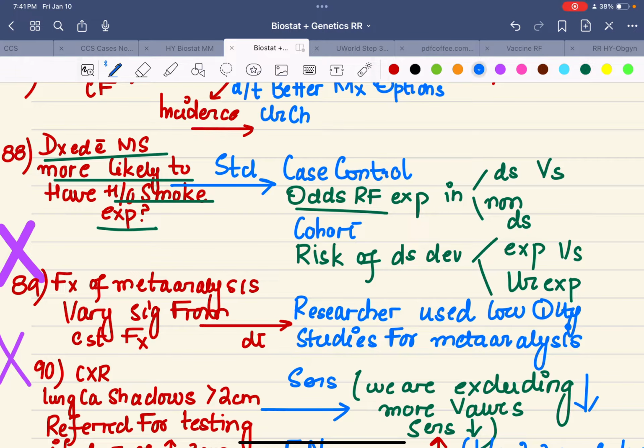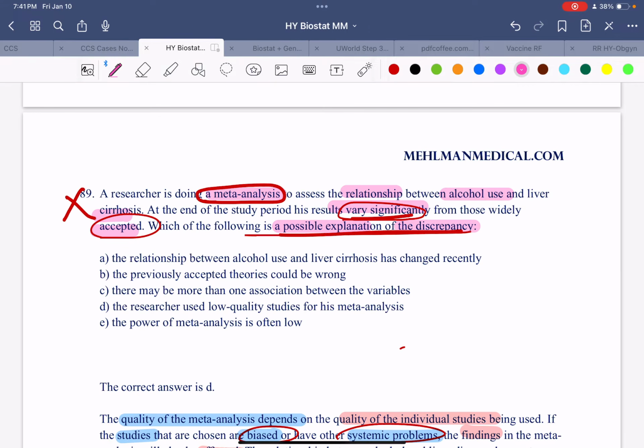Whereas if we were to calculate the risk of disease development, with people exposed and unexposed to cigarette smoking at this time, and then we followed them over a long period of time to find whether they developed MS or not, then that would be a cohort study.